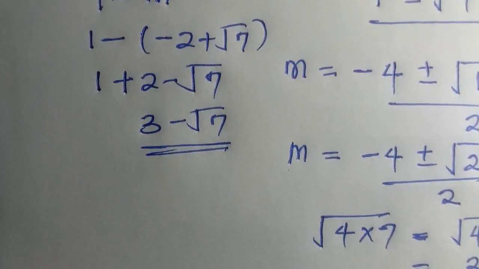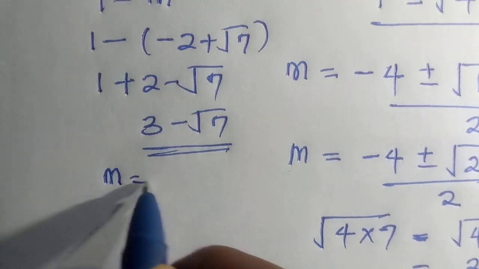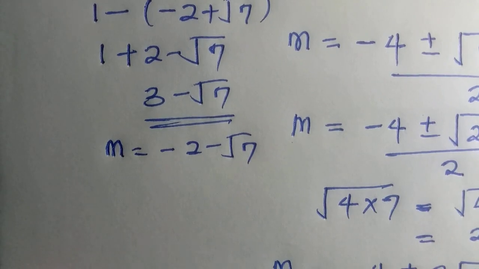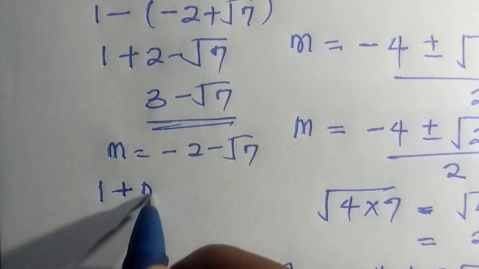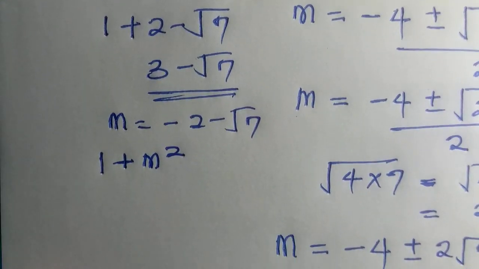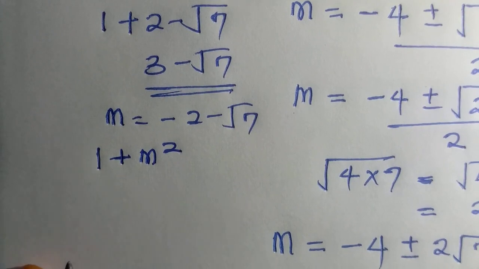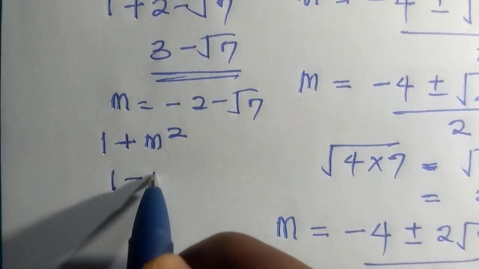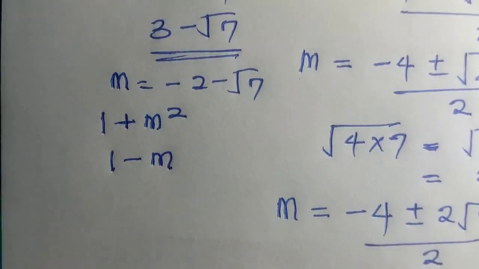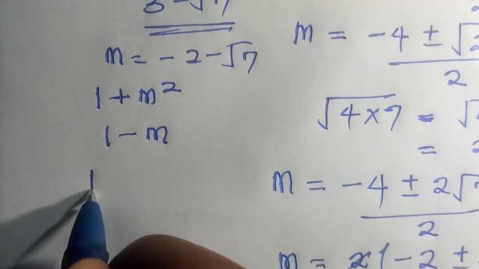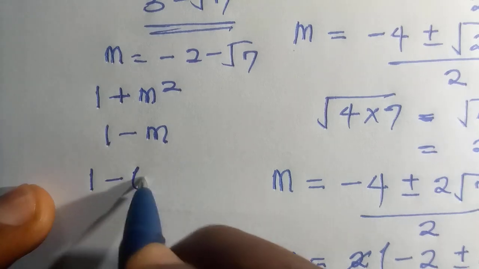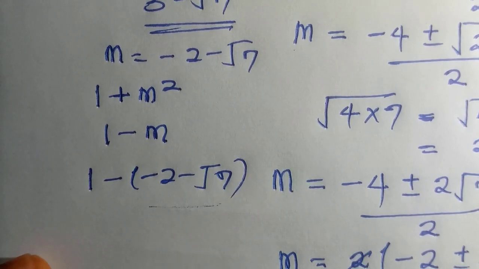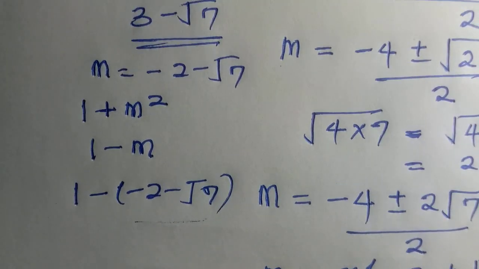Similarly, when we consider m equals minus 2 minus root 7, for the numerator we have 1 plus m squared. And truly, when we substitute this, it gives us a positive value. Also, by considering 1 minus m for that one as well, we have 1 minus open bracket minus 2 minus root 7, and this also gives us a positive value, which means the two solutions satisfy this problem. And as usual, we are done.